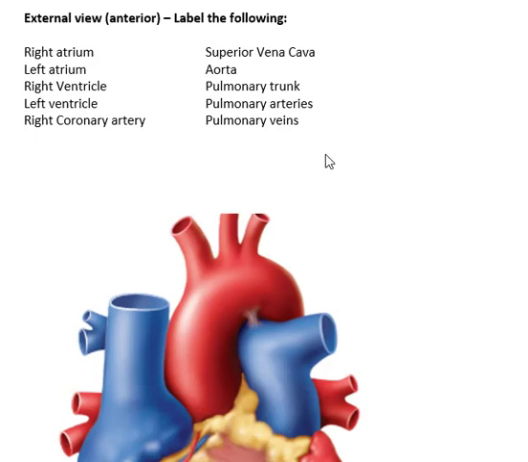These are the 10 terms that you need to be able to find, and you need to be able to spell them. So not so hard. We're looking at the external view, so that means the part that's on the outside, and then we're going to have a sliced open section where you can look inside. And this is the anterior view. So if you remember anterior and posterior, posterior is in the back, anterior is in the front.